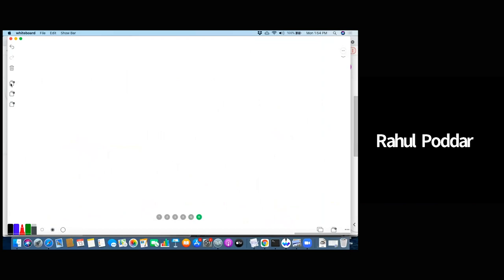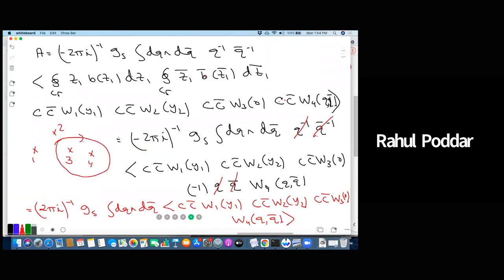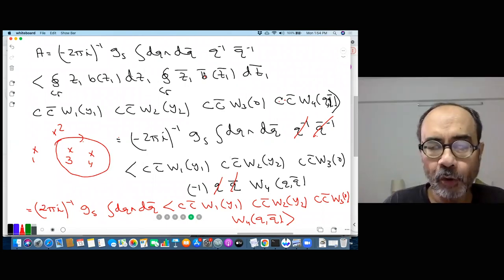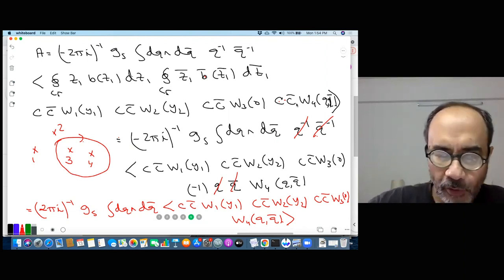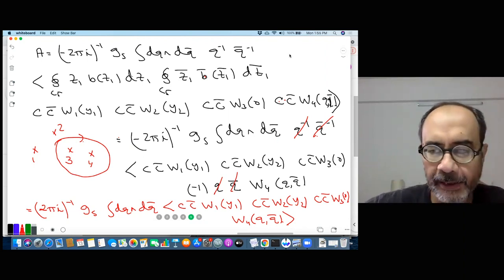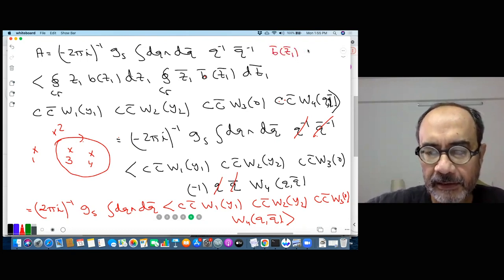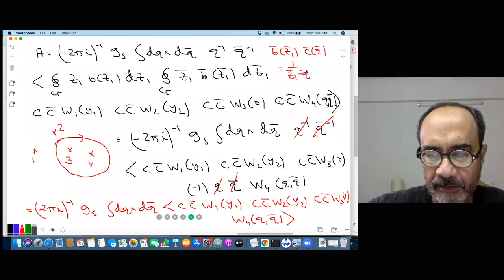Yes. Can you explain once again how the C bar factor is taken away? Because when you take this B bar, you are deforming this contour and picking up the residue, right? So remember the B bar, C bar OPE, B bar of Z1 bar, C bar of Q bar is 1 over Z1 bar minus Q bar. Okay, there is no C bar multiplying it anymore.